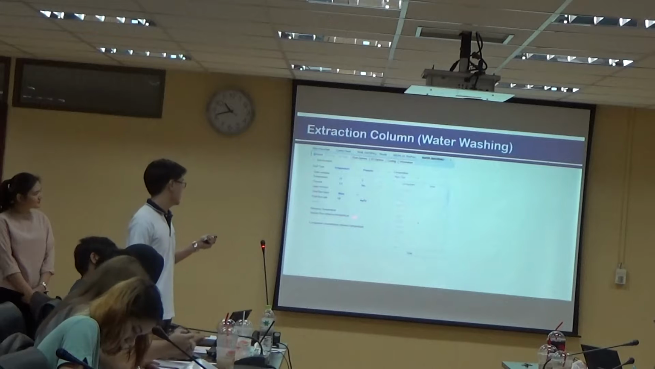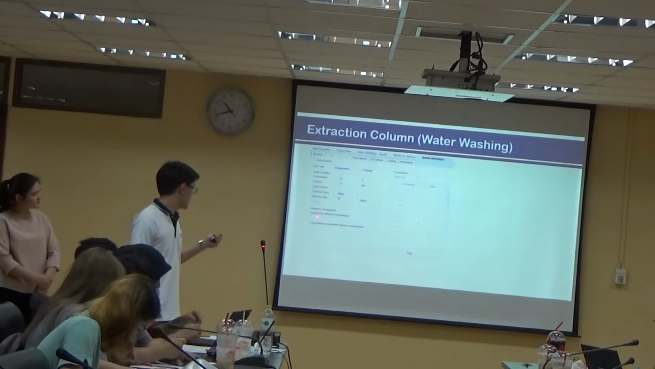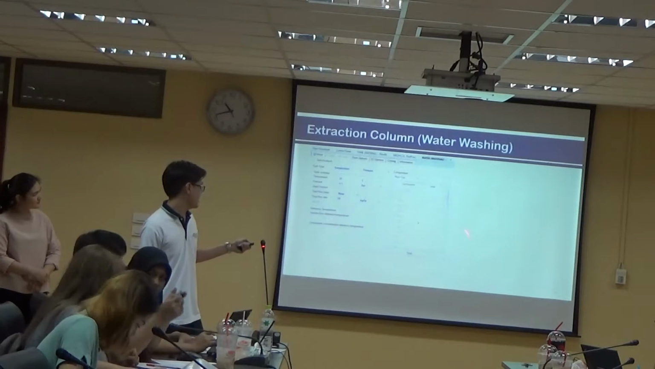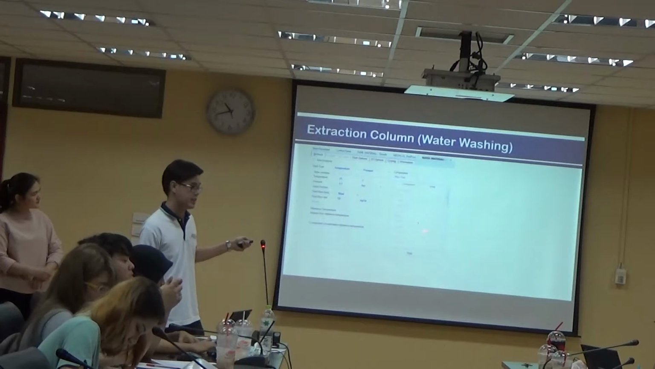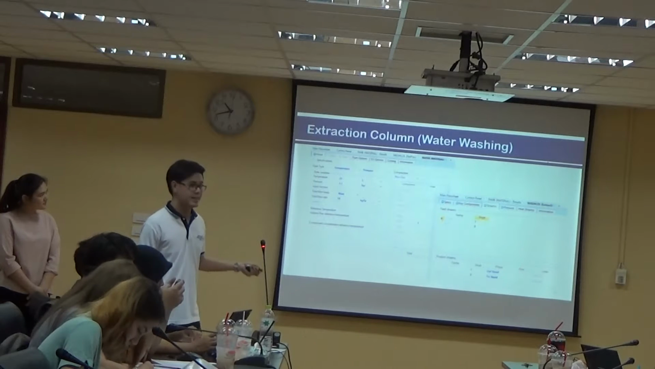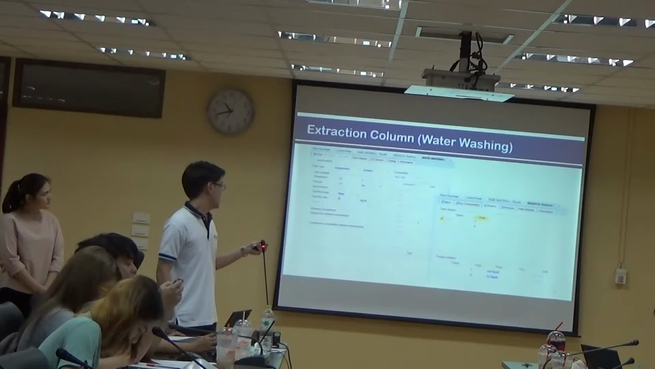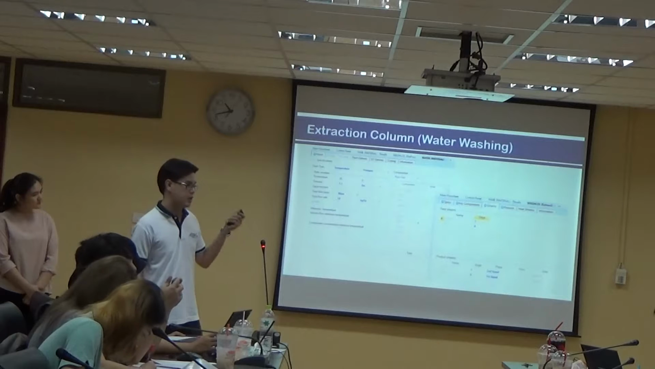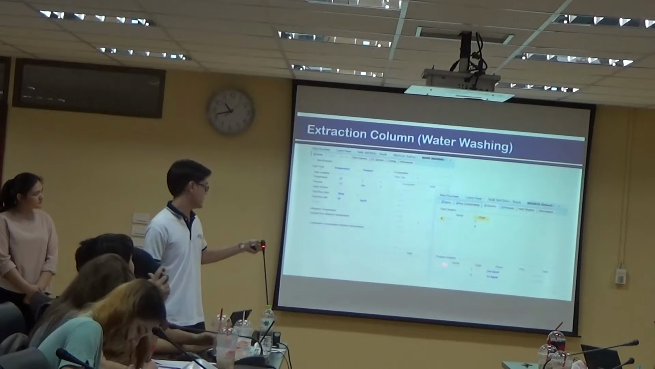We have to feed the water. The total flow rate is 50 kg per hour. You can see this is pure water because the mole fraction is equal to 1. And for the water column, this is the 6-stage column. The water will feed at the first column at the top, and the steam will feed at the bottom at the 6th stage.